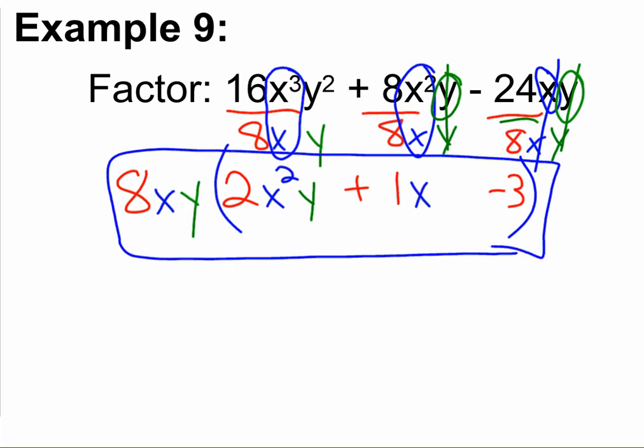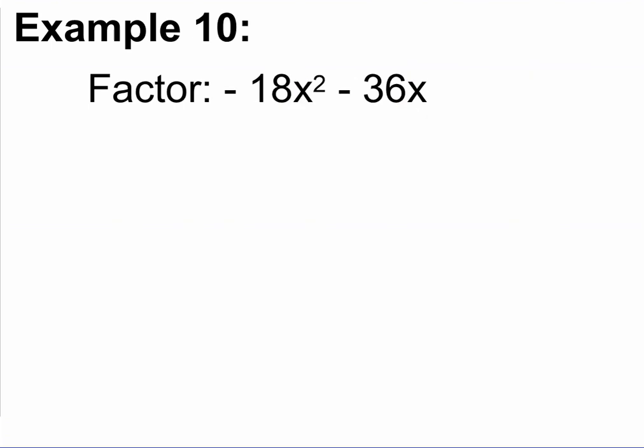Again, always try and do your best at picking the greatest common factor. If you take something out and there's still something I can take out, that means I need to go with a bigger factor. Pause the video now as you try example 10. Press play to go over your answer.